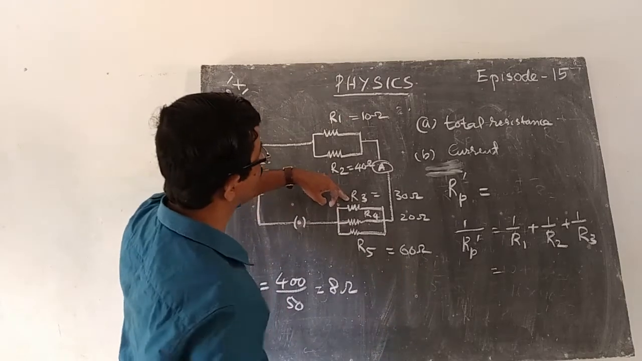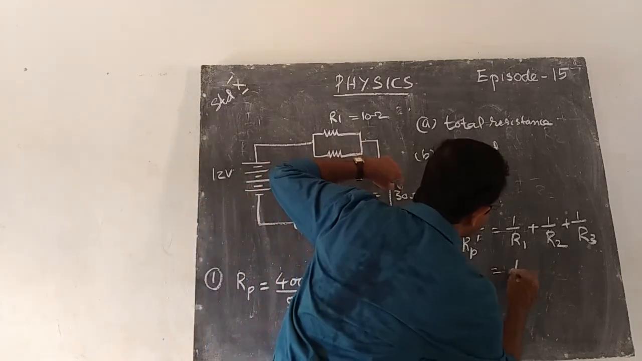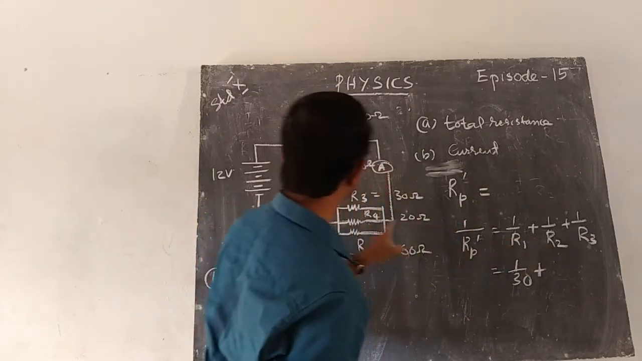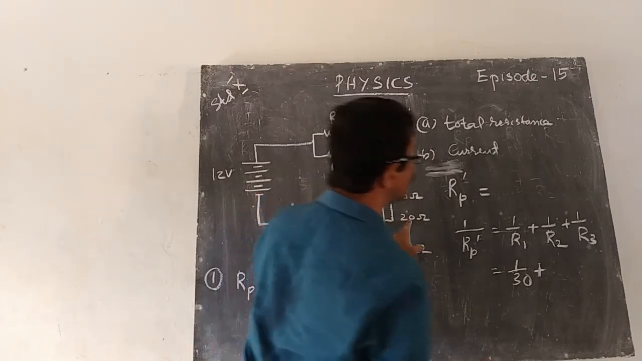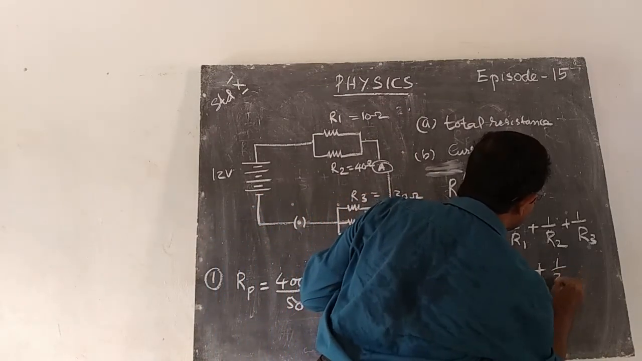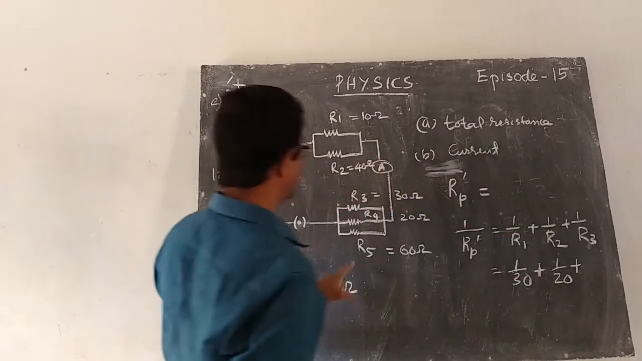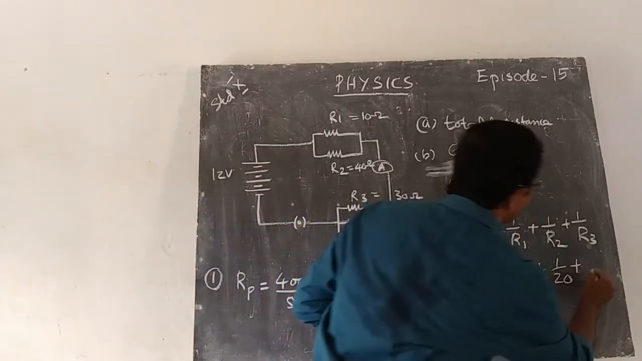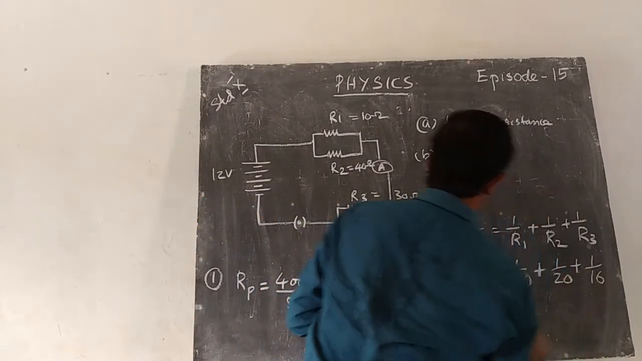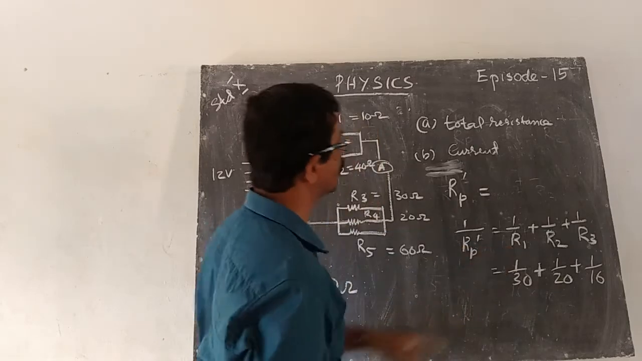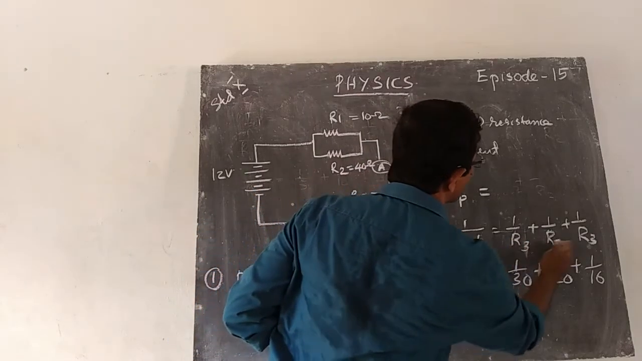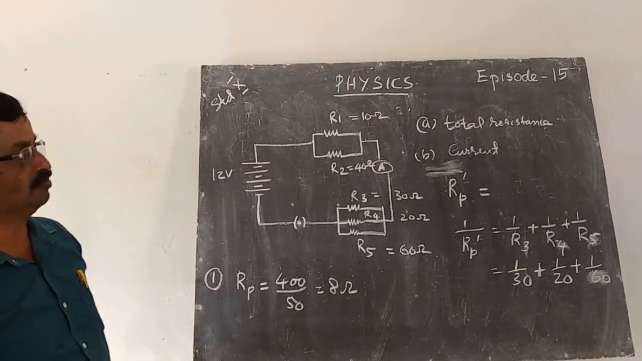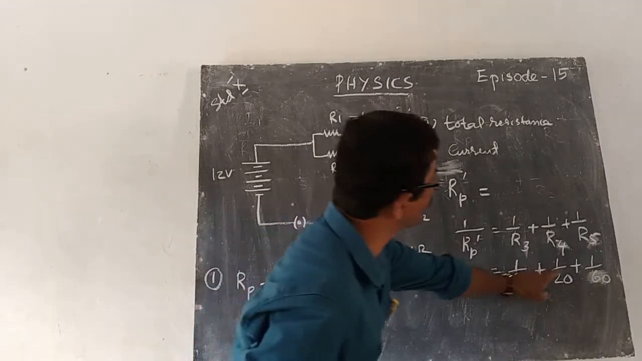Instead of R1 we can take the value of R3, that is 1 by 30, plus instead of R2 we can take the value of R4, that is 1 by 20, and instead of R3 we can take 60, that is 1 by 60. Or this relation we can write in this way also, that is R3, R4, 60.